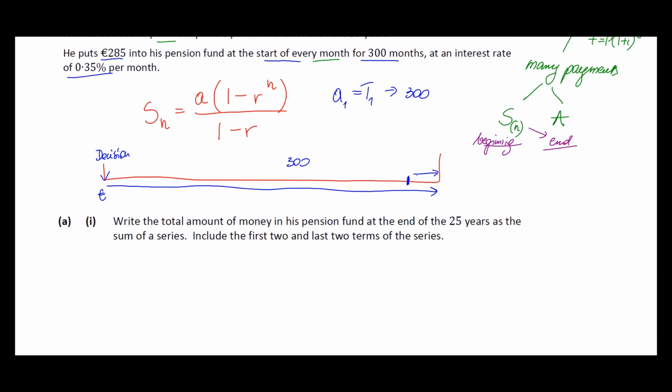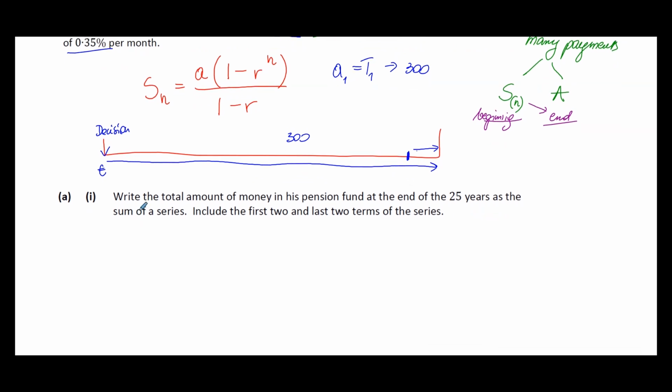So what we have to do here is write the total amount of money in his pension fund at the end of the 25 years as a sum of a series. Why? He pays money, and then he pays money, and he pays money, and so on, all the way to the end. And then at the end, he's going to have that fund. So we are adding all those values. That's why it is a sum. So we have to include the first two and the last two.